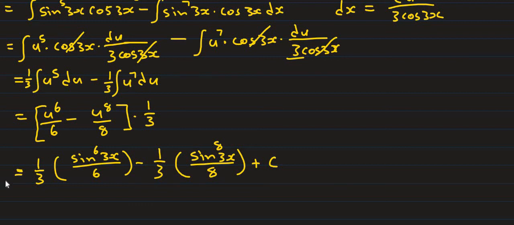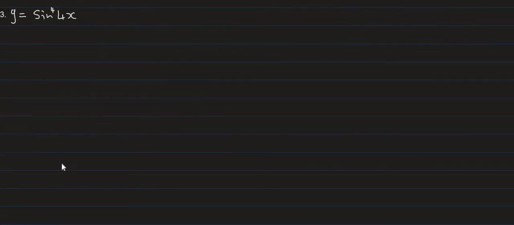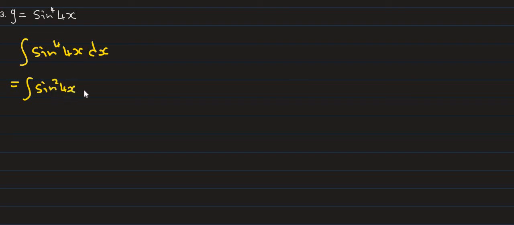Let us look at the last example: integrate sine to the power 4 of 4x dx. So we split it as the integral of sine squared of 4x multiplied by sine squared of 4x dx.